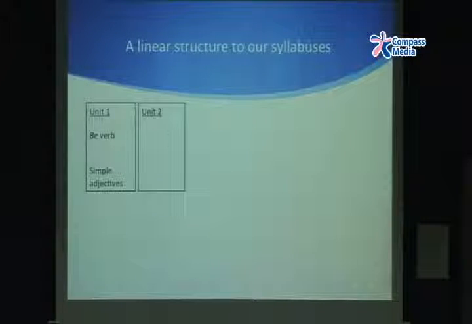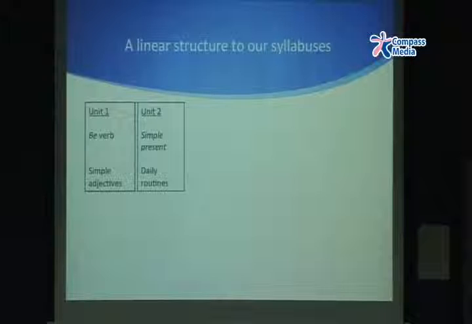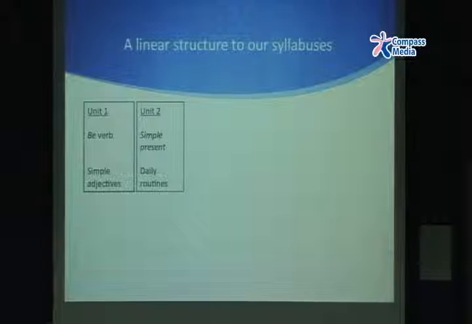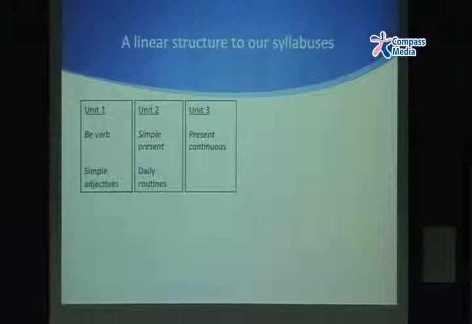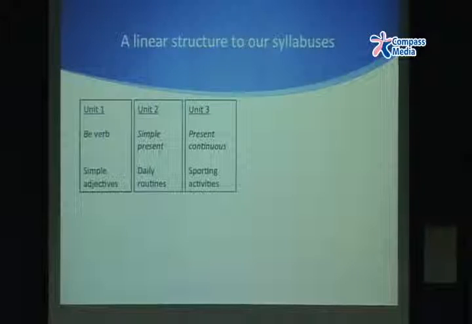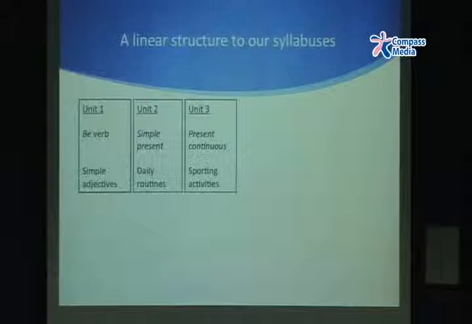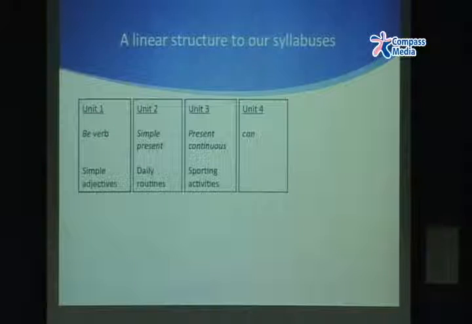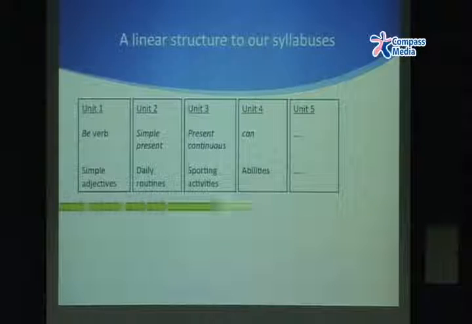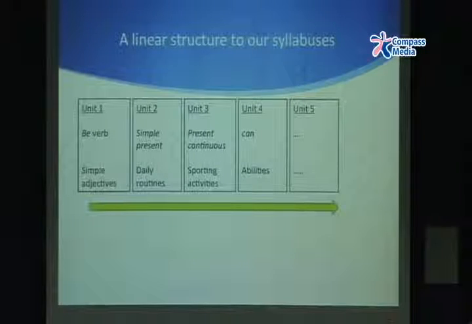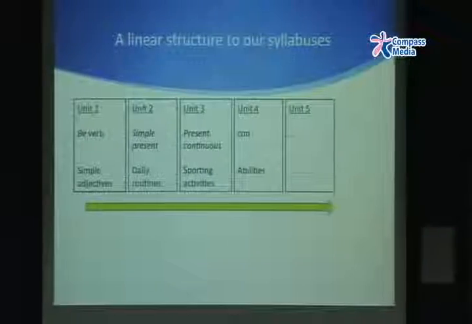Unit 2 has the simple present tense and maybe some daily routines. I wash my face, I get up at 6 o'clock, and so on. Unit 3 would have present continuous tense, which is sporting activities. I'm playing football. She's doing basketball, whatever. And then Unit 4 would be, say, can with some abilities. Unit 5 would be something different, and so on and so on. So what you see from this is we have a linear strategy, a linear syllabus.